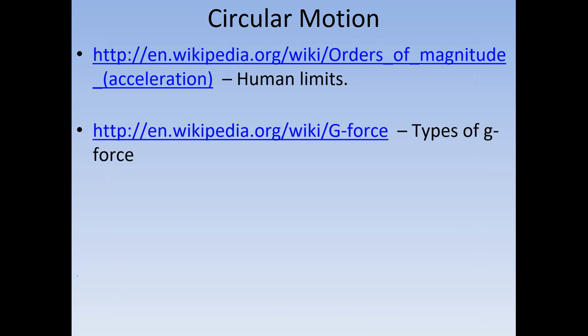And then there are also two websites that are kind of interesting. They're the human limits and the magnitude of G forces. If you recall in one of the questions that I did, I said that 44 meters per second squared was about 4.5 Gs. A G is related to the acceleration of gravity. So 10 Gs would be 10 times Earth's gravity, 100 Gs would be 100 times Earth's gravity, and so on.